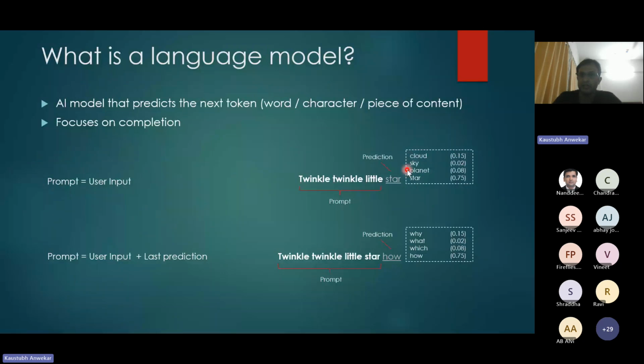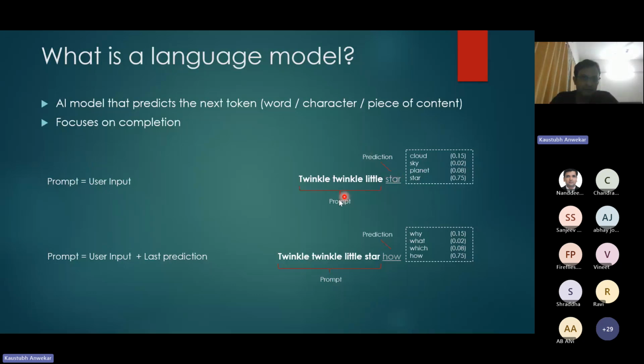For sky, it is 0.02. Planet is 0.8. Star is 0.75. Now, if you add up all of these, I mean, if I consider percentages, 15%, 2, 8, and 75%, they all add up to 100%. That is one. So, whatever prediction happens, all the numbers are given a probability score, which adds up to one. And out of that, the highest one, which is star in this case, becomes the prediction.